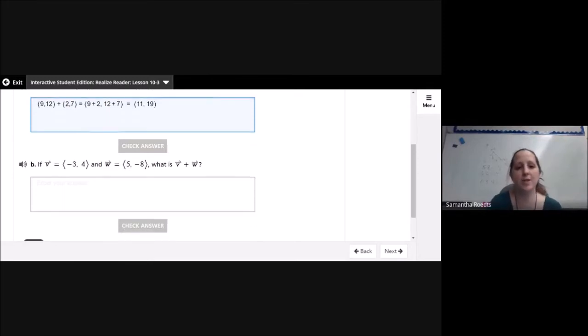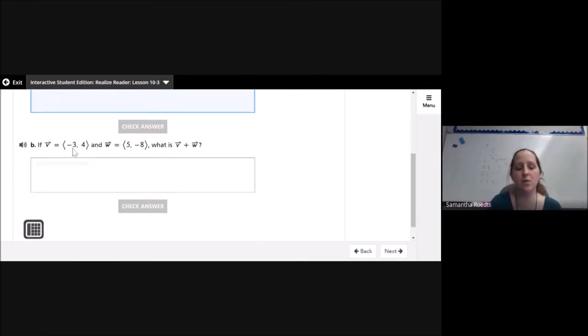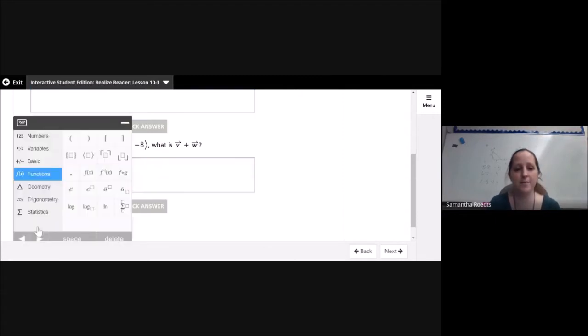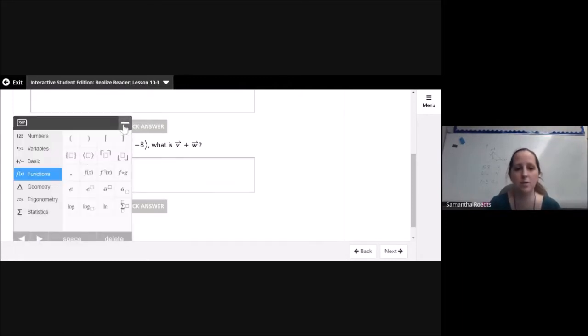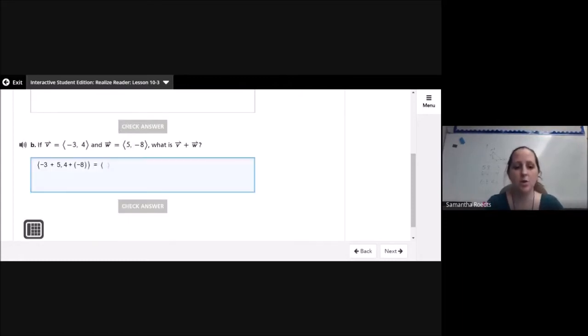Okay. I can do the same for B. V equals negative 3, 4, and W equals 5, negative 8. So negative 3 plus 5, and then 4 plus negative 8. And that is going to equal 2, negative 4.